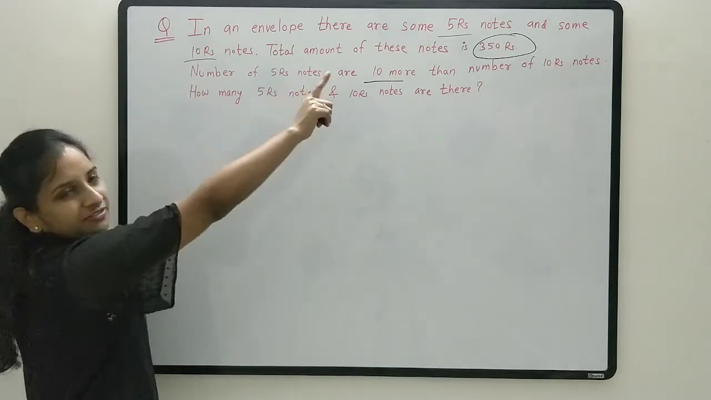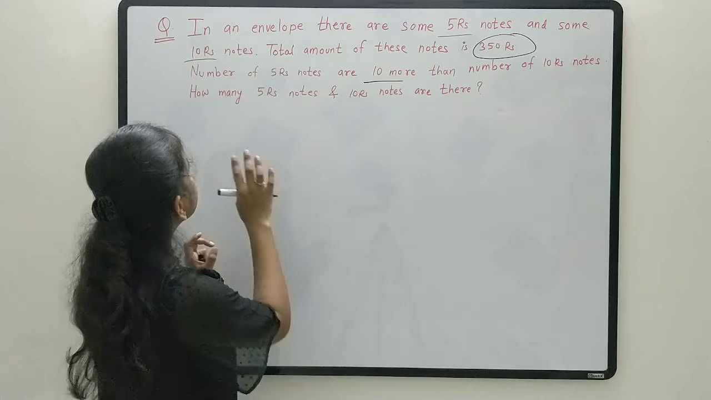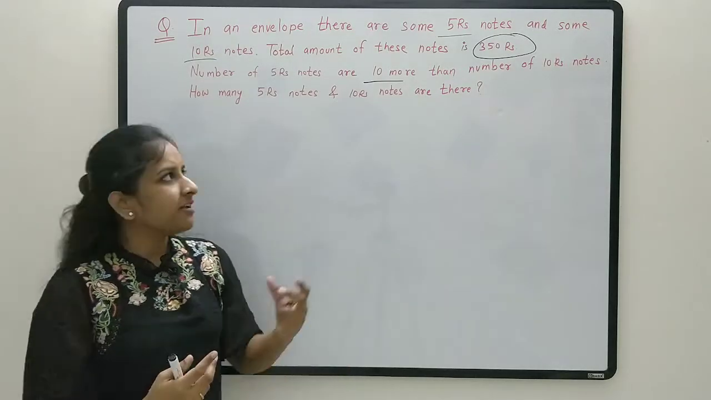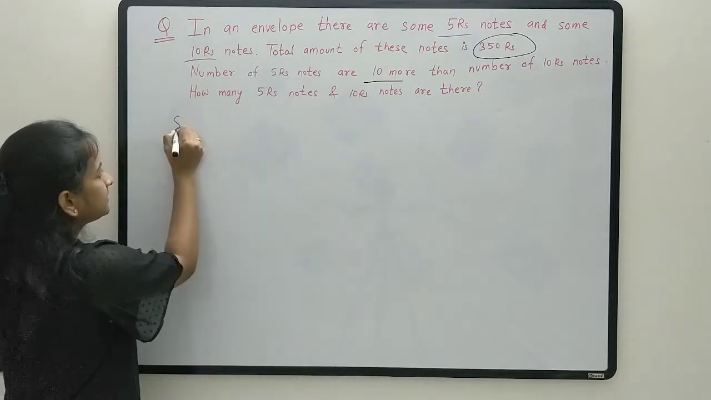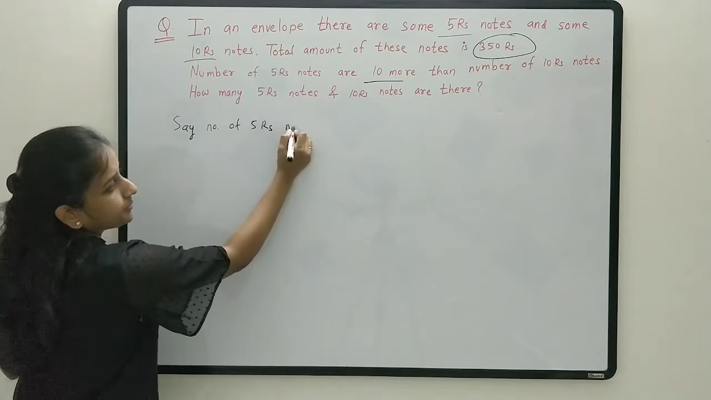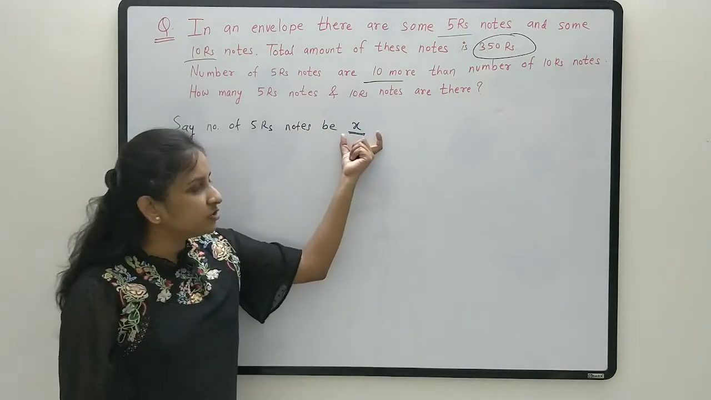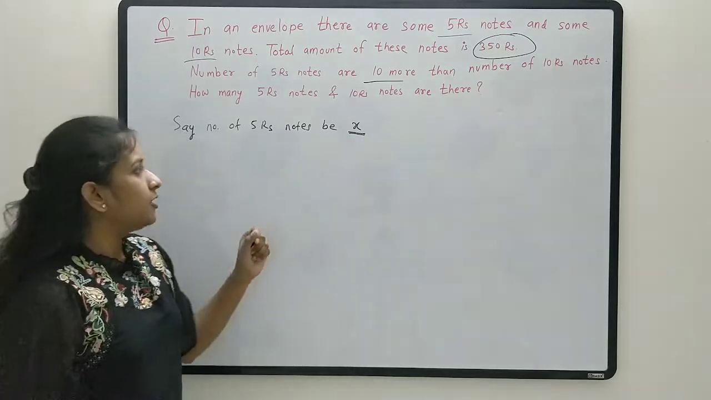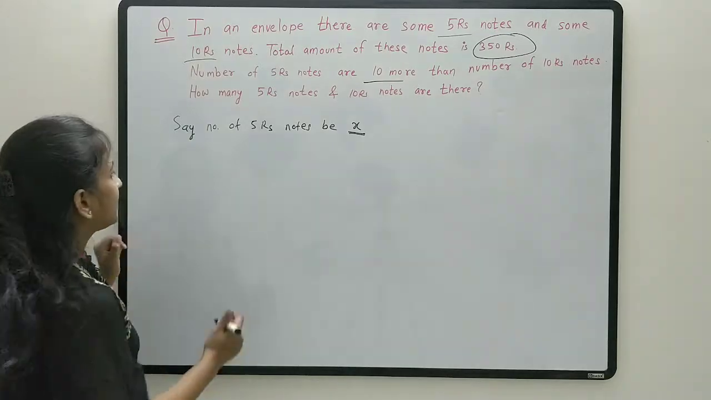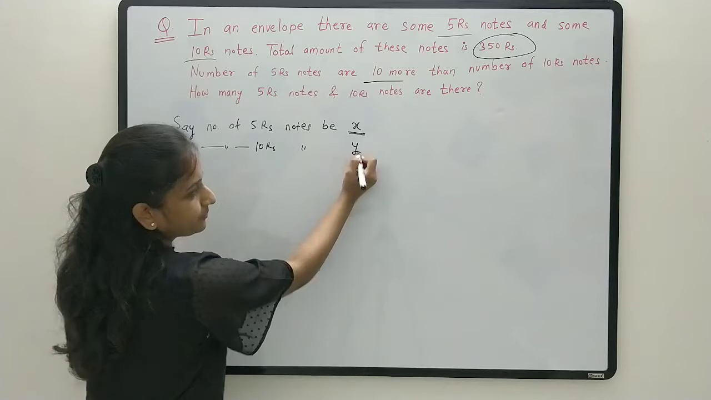Now first decode the first sentence. In an envelope, there are some 5 rupee notes and some 10 rupee notes. Number of notes is not given. So let's take variables for that. Say number of 5 rupee notes be x. Okay, here I have introduced one variable. Now again I am introducing one more variable for 10 rupee notes. Number of 10 rupee notes be y.